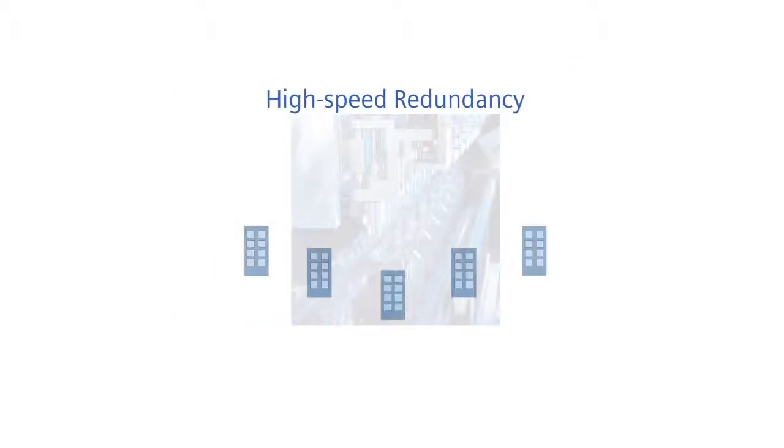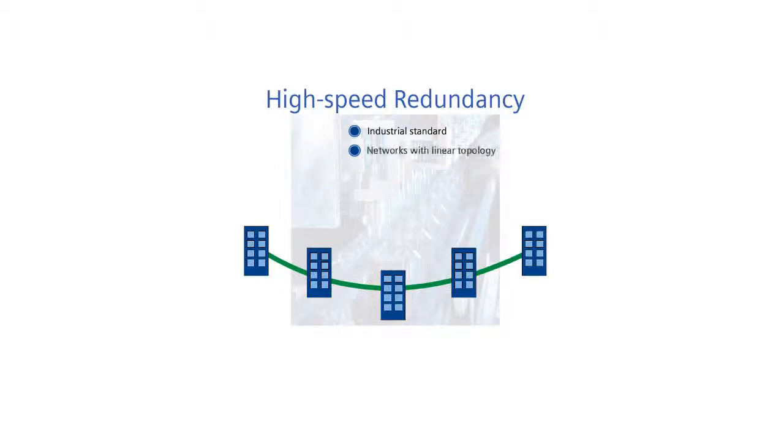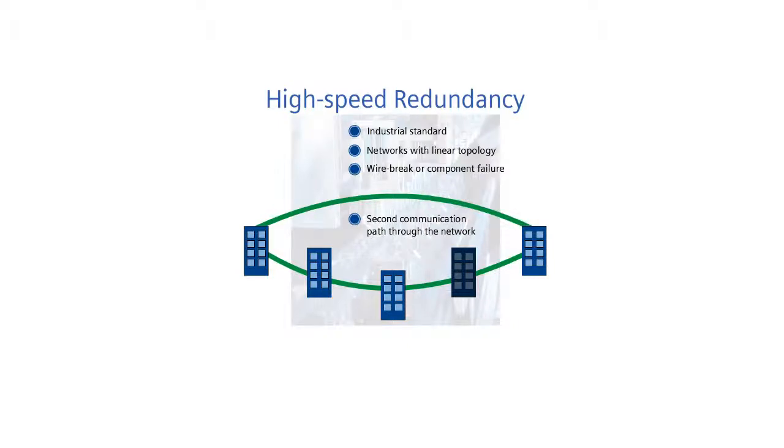High-speed redundancy refers to an advanced redundancy method for industrial switches, which is also supported by SCALANCE X switches. It protects networks with linear topology which, without redundancy, might fail completely. With high-speed redundancy, a wire break or component failure is compensated with the switches opening a second communication path through the network. In case of a fault, the communication is directed along this alternative path. The fault remains precisely limited to the failed component.